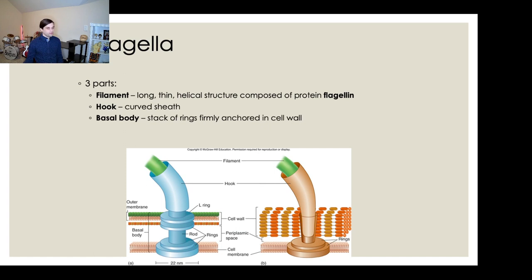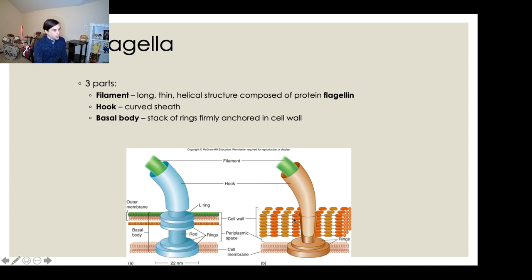You have the filament, which is the actual long whippy part that extends outside of the bacteria that they spin around to move. It's the actual filament itself. It's a long, thin structure made out of protein called flagellin. Spins around, and that's what's actually going to do the movement of the organism. You can see that up here. It would extend significantly way up into here.